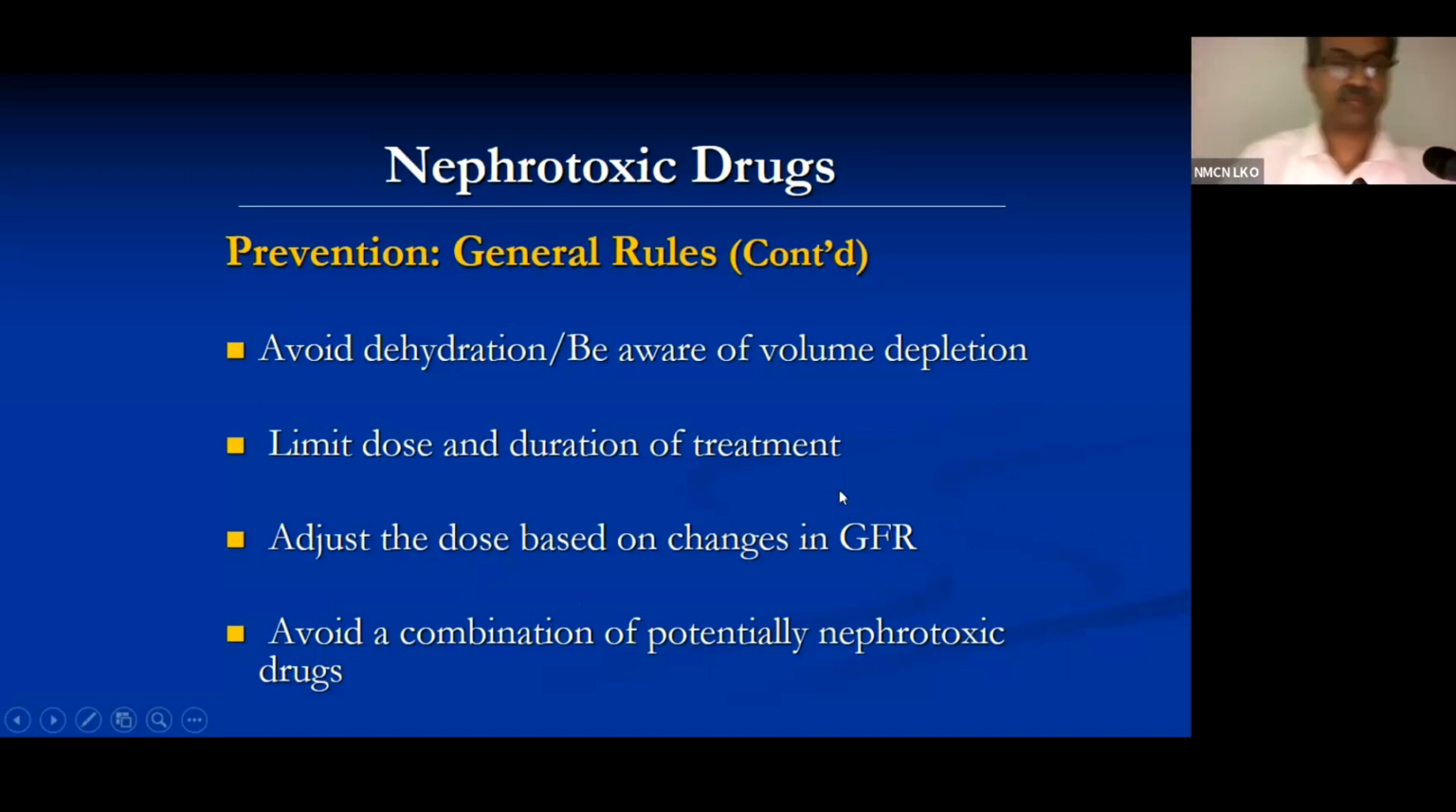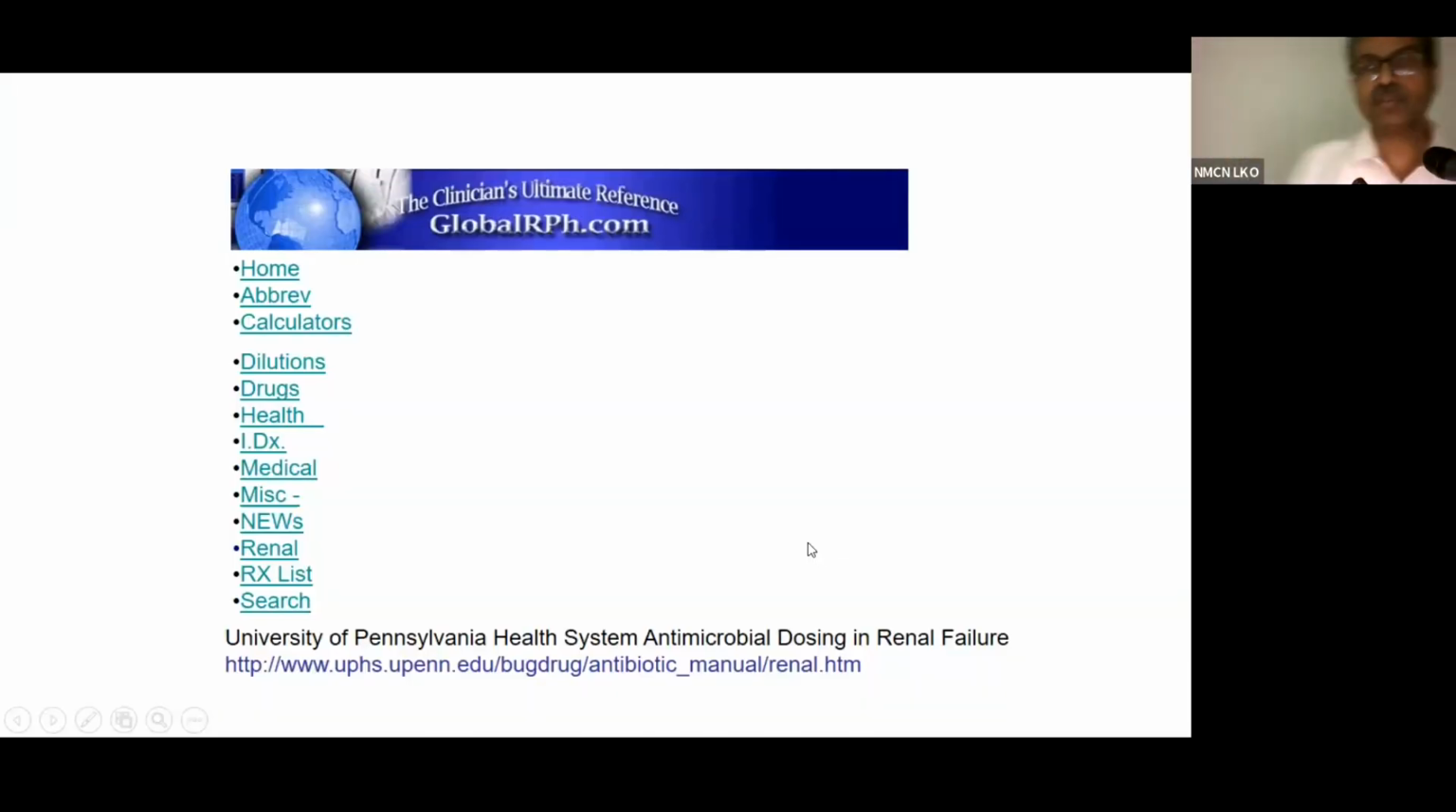And these are some online tools where you can click on and see the different dose modifications with the different modalities, whether this is CRRT, which I have not touched purposely because of the lack of time, hemodialysis, peritoneal dialysis, or any drug modification with any degree of renal failure.